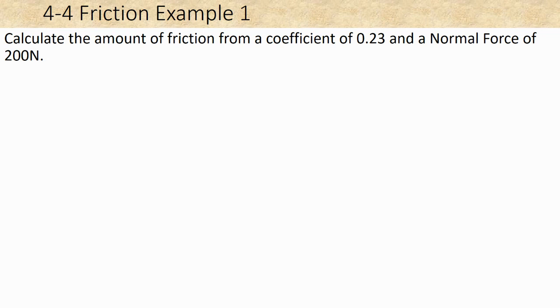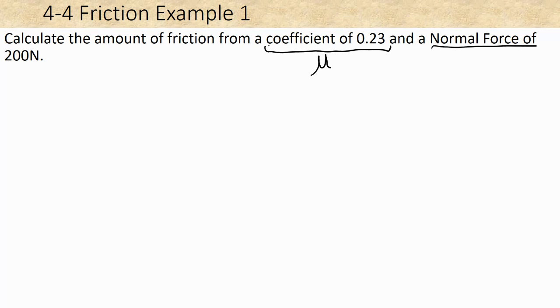So let's give this a try. First of all, this is our coefficient of friction. We know that's the coefficient for a couple of reasons. The first is that the problem calls it the coefficient. The second is that it's unitless. The coefficient of friction is the only quantity that's unitless that we're going to be working with. So if you ever see a unitless decimal, that's going to be our coefficient of friction.